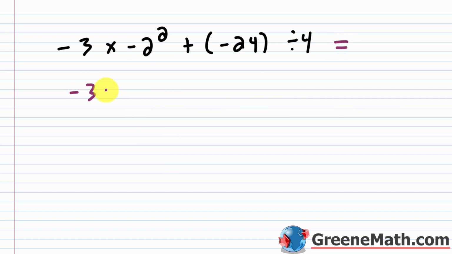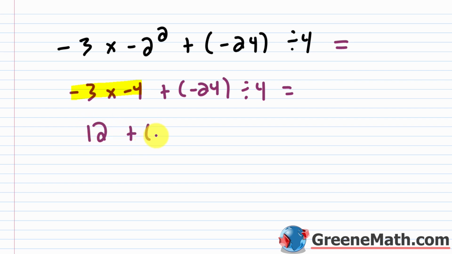So you'd have -3 times -4, then plus -24 divided by 4. So now, just like we saw before, we're going to do this multiplication first, but now instead of a negative times a positive, we have a negative times a negative. So a negative times a negative is a positive. So -3 times -4 would be +12. Now we have our plus -24 and then divided by 4.